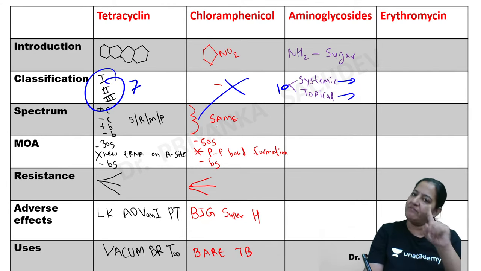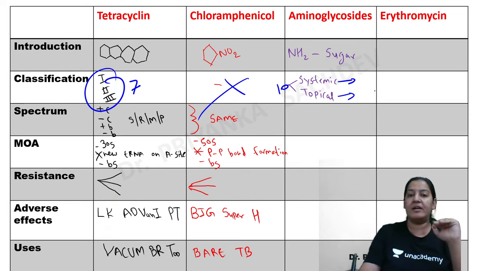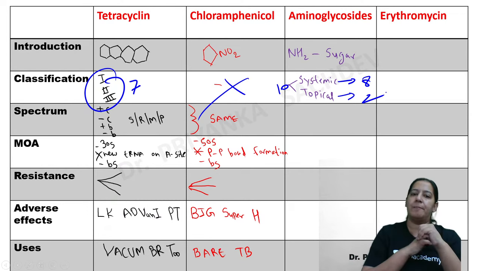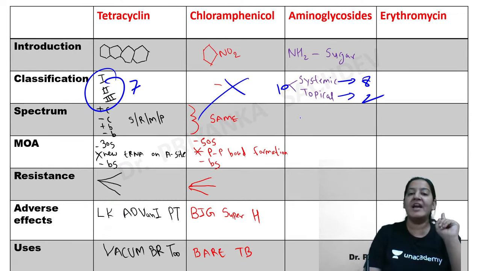Chloramphenicol, no classification, only 1 drug, chloramphenicol. And aminoglycosides are 10 in number: 8 are systemic, 2 are topical. Shall I proceed ahead? Shall I tell you the spectrum?